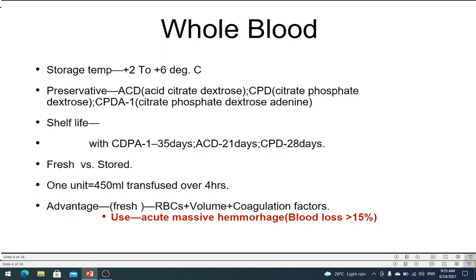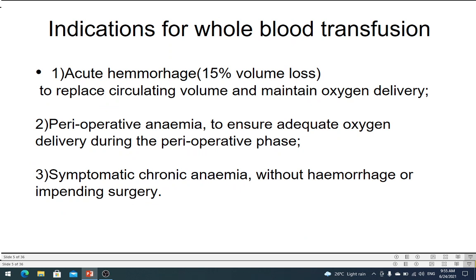We may not always get fresh, but at least whole blood. So that is about whole blood transfusion. This is again what I just told you. Indications for whole blood transfusion, I told you active hemorrhage is probably the commonest indication.